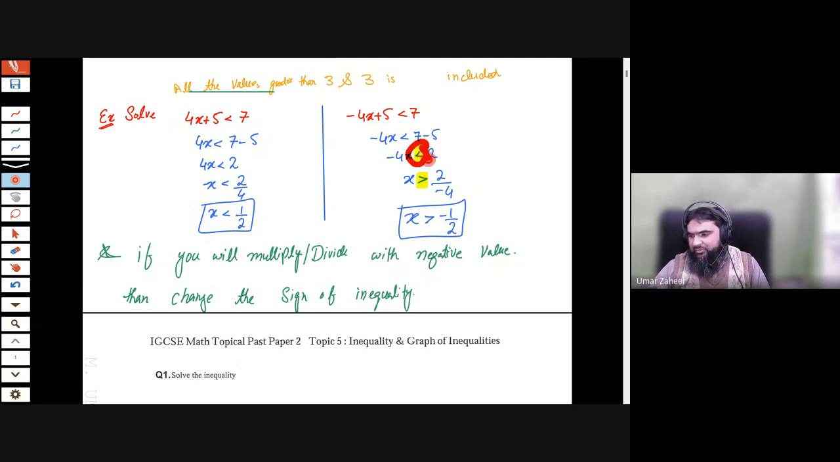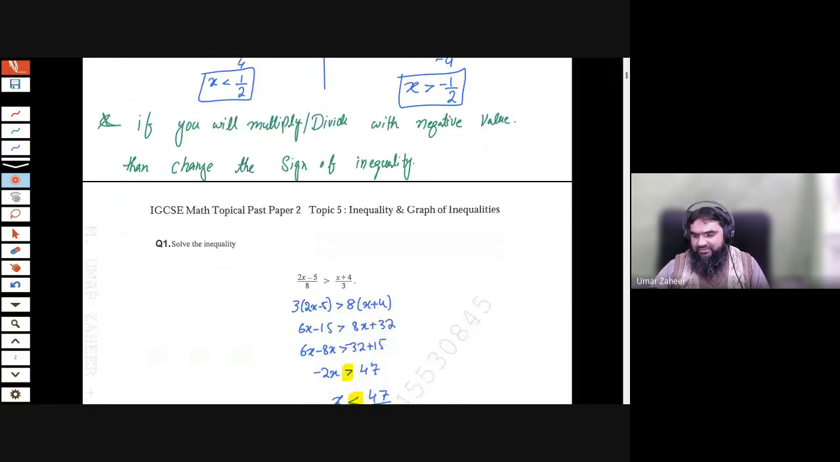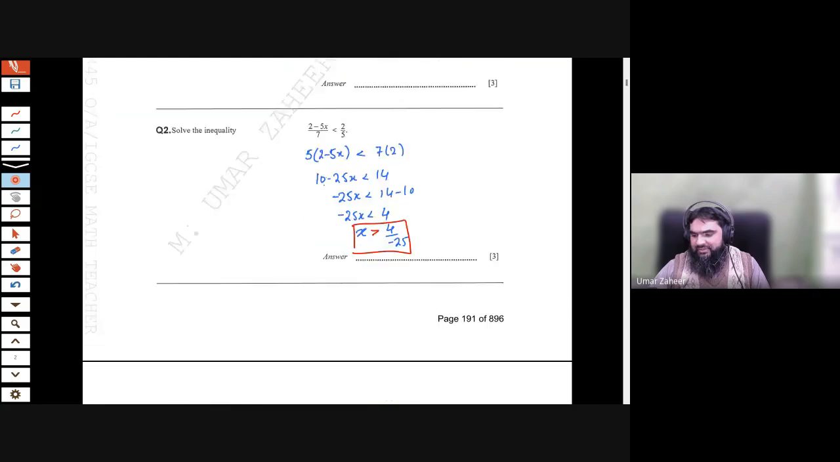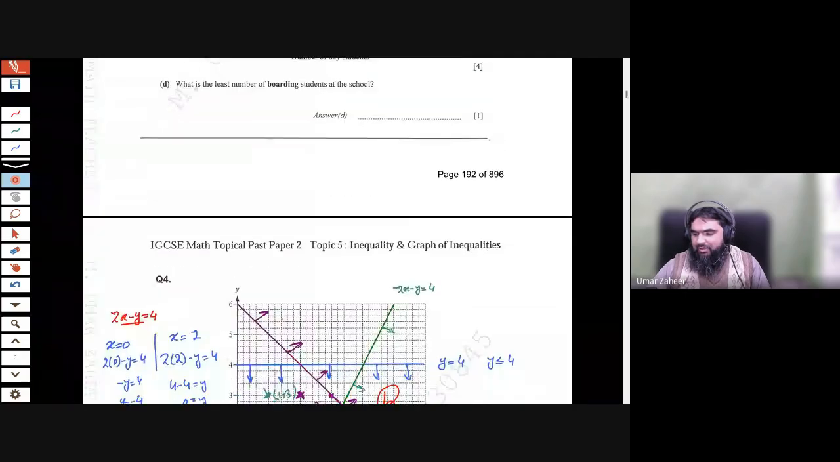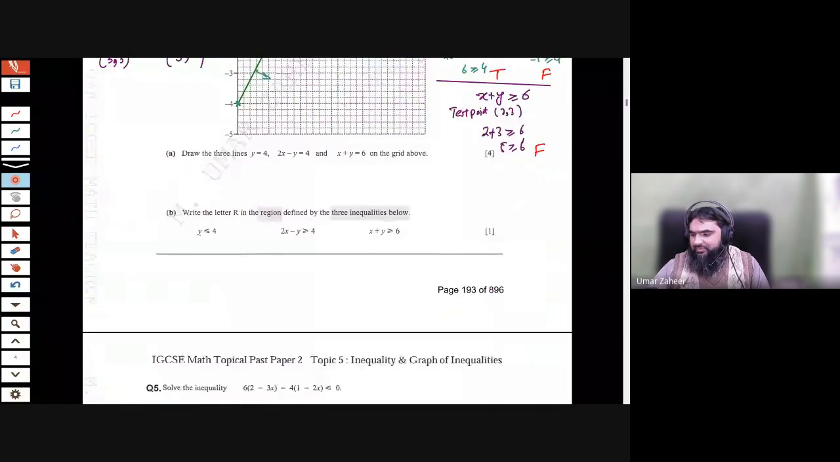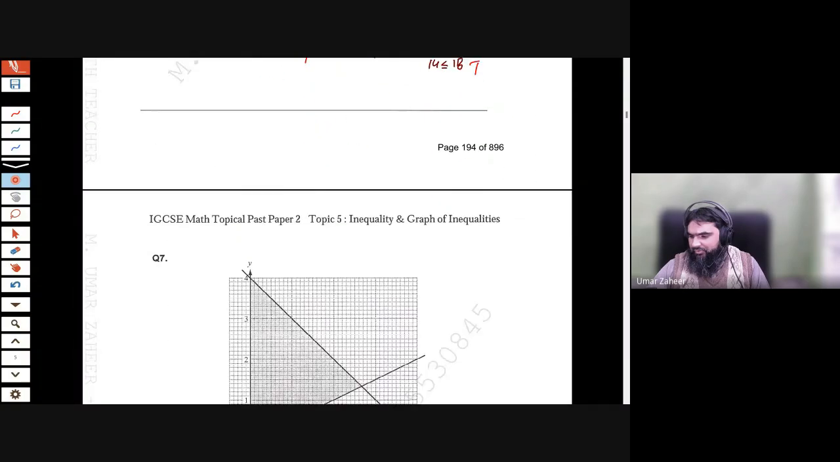If it is less than, it will become greater than. If you are multiplying or dividing with a positive value, the inequality sign is going to stay as it is. And then we have to do some questions, and then we have to go for some graphic questions. So let's continue the practice.